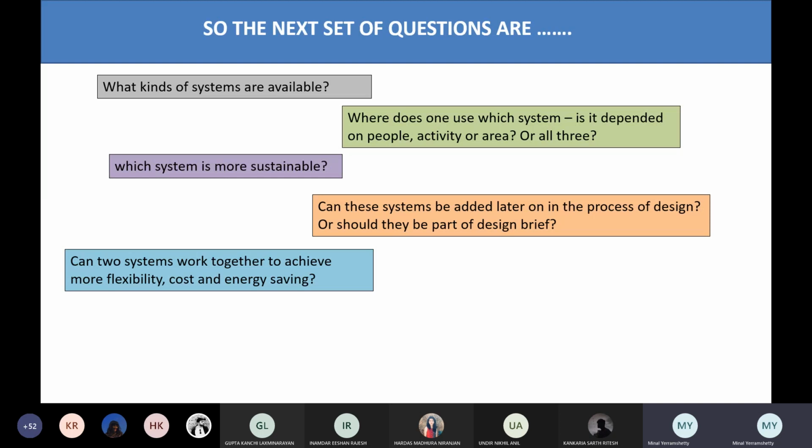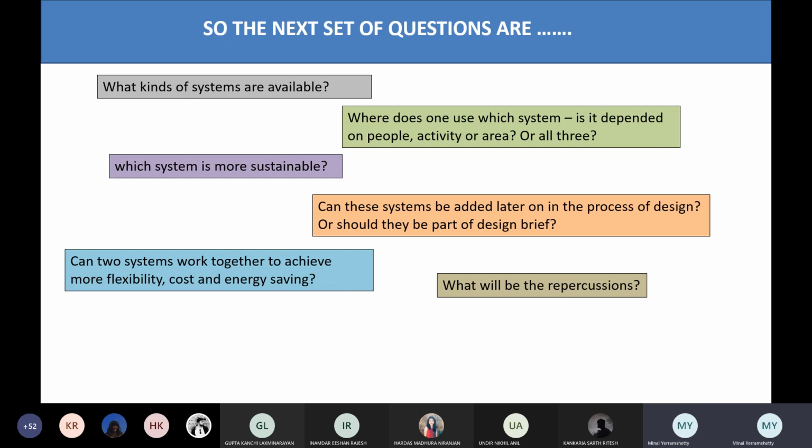Can two systems work together to achieve more flexibility, cost, and energy savings? Again, a very important question that needs to be asked by you, because the moment you say two systems, that means two spaces, probably at two different levels. That means probably two different maintenance teams, and another set of services that will go auxiliary with it. So it will finally manifest in your spatial planning. That's definitely what you are appointed for, right? So yes, this definitely you have to think about.